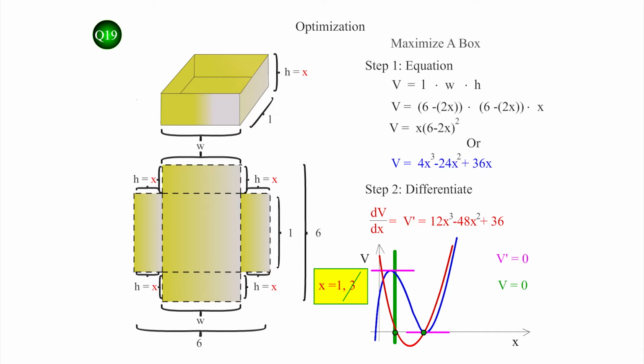But in this case, we will have to reject x equals 3 because x cannot equal 3, since if that were the case, the length and the width of the box would be equal to 0. Therefore, the final answer is x, the height, equals 1 at maximum volume.